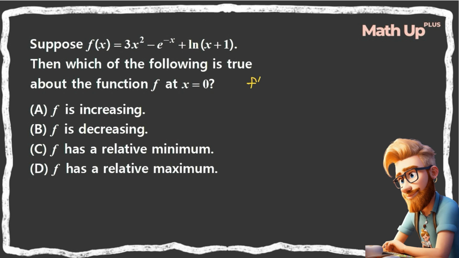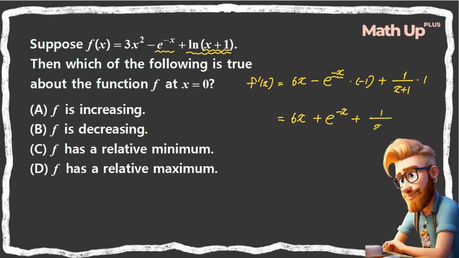So, f prime of x is equal to 6x minus the derivative of e to the negative x, that's e to the negative x times the derivative of negative x, which is negative 1, plus the derivative of natural log of x plus 1, that's 1 over x plus 1 times the derivative of x plus 1, which is 1. So that is 6x plus e to the negative x plus 1 over x plus 1. That's our f prime of x.